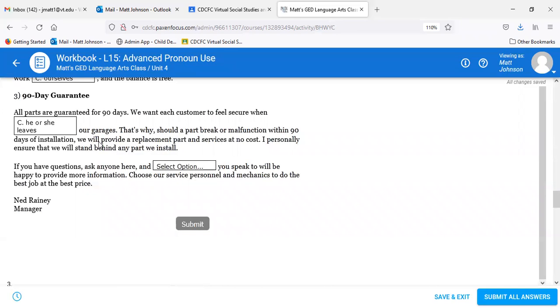Okay, and then, should a part break or malfunction within 90 days of installation, we will provide a replacement part and services at no cost. I personally ensure that we will stand behind any part we install. If you have questions, ask anyone here, and whoever you speak with. In this case, it's whoever. Yeah, whoever. If you have questions, ask anyone here, and whoever you speak to will be happy to provide more information. Whoever is part of the subject, so it's a subject pronoun.